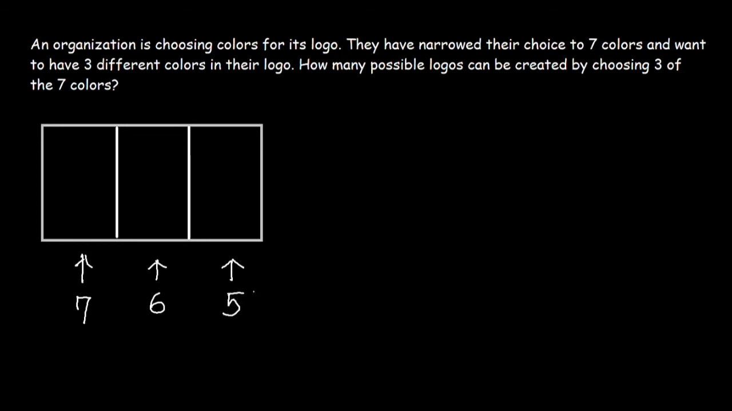So for example, if you choose purple in the first box, you can't use purple in the second one. And if you put yellow in the second box, you can't use purple nor yellow in the last box. This gives you 7 on the first box, 6 on the second, and finally 5 colors to choose from on the last box. And how do you find how many different arrangements are available? You just have to multiply all of these numbers, which will give you 210 ways to make this logo.